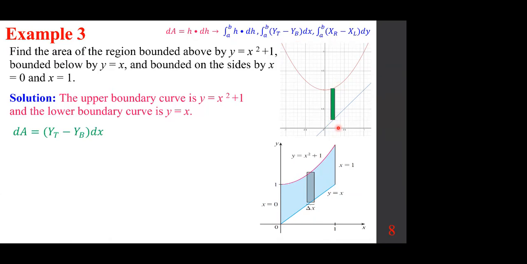By the way, class, remember this is a very, very thin rectangular strip. That's why the Riemann sum gives you the area. Remember that one is a typical rectangular strip. So what is the y of the top? The function y equals x squared plus 1. What is the y of the bottom? The line y equals x. So x squared plus 1 minus x. That is your height. This is h.